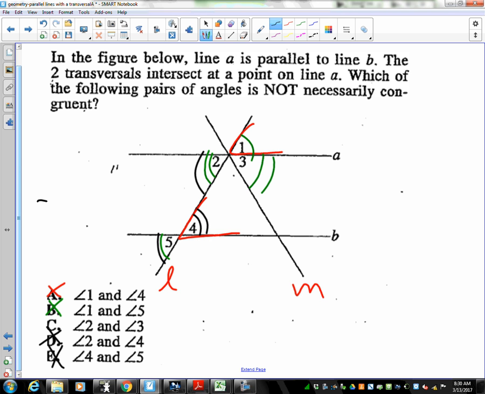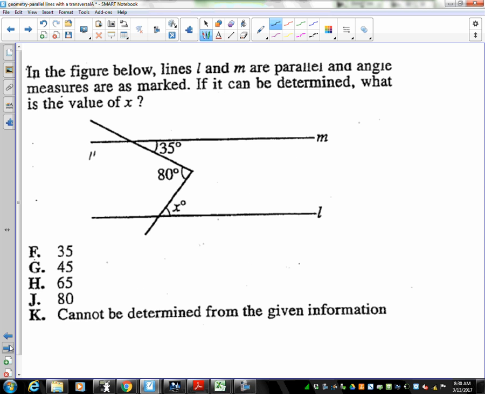Some people mistake 2 and 3 thinking they're vertical. Remember, vertical angles have to be formed by two intersecting lines, and those aren't; those two angles aren't made by intersecting lines. So that answer there was C. Okay, my next one, before we get into this one too deep, we've got L and M parallel.